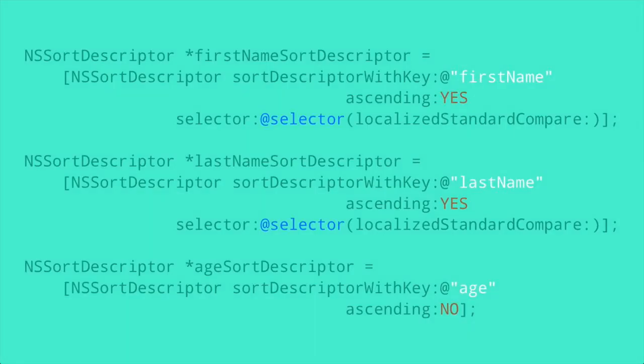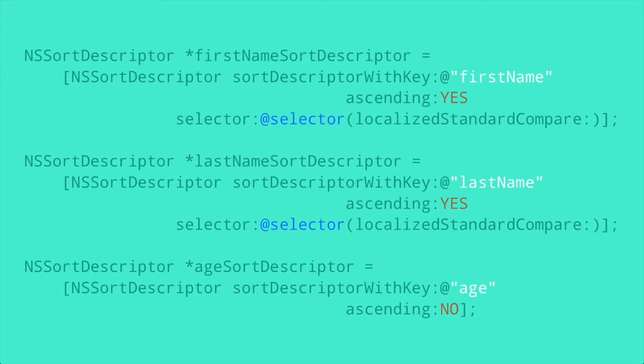Sort descriptors allow you to sort by multiple criteria and break ties. So we want to sort by first name, then last name, then age. Or maybe we want to sort by age, then last name. Either way, that's just the order in which we pass the sort descriptors. Sort descriptors take a key, which again is sort of this key value coding. You can say ascending or descending, and then you have this optional selector.